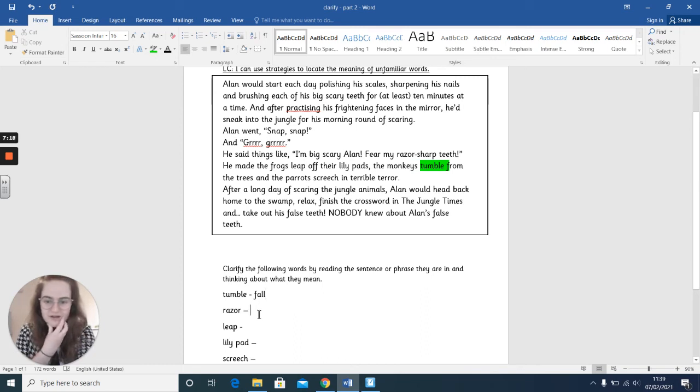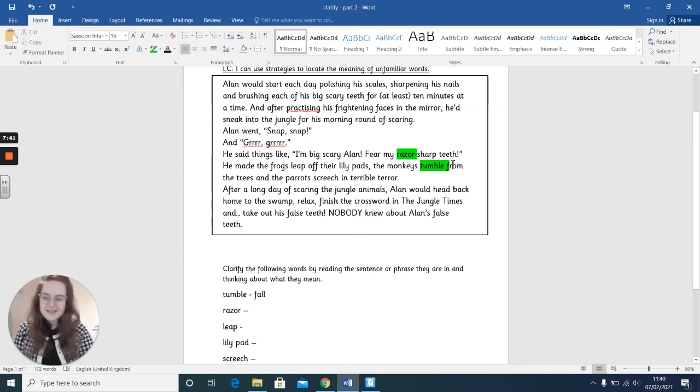The next one is the word razor. So we are going to do the same thing again. We are going to find it. It starts with an R and an A. So a word that starts with an R there, but then doesn't have an A afterwards. There it is, razor. I'm going to highlight it, and then I'm going to read this sentence.